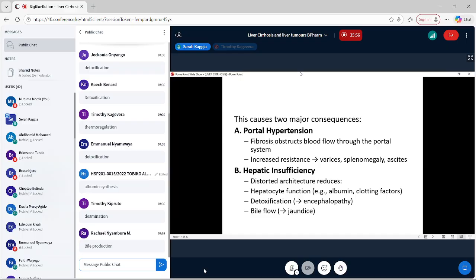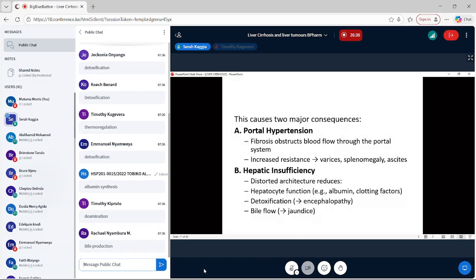So these are the major consequences because of obstruction of the normal blood flow through the portal system. Okay, which leads to increased resistance, and so you'll have what you call portal systemic shunts, where you'll have insufficiency of the hepatocytes. Okay, so because of that distorted architecture, you'll not have the normal functions of the liver. Clotting will become a problem. Synthesis of albumin is impaired, so people will have edema. Steroid hormones will have a problem, with females having amenorrhea and males gynecomastia.